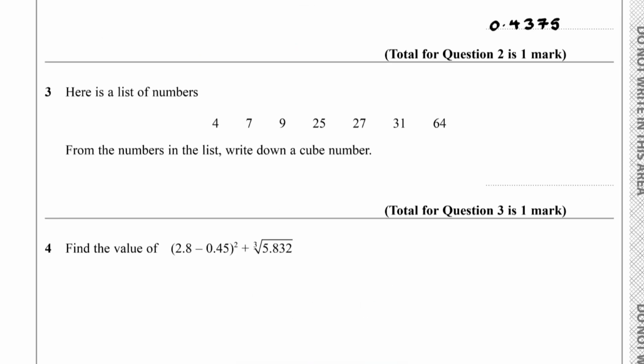Question number 3, here is a list of numbers. From the numbers in the list we have to write down a cube number. Well, possible numbers we could have are 27 and 64. These are examples of cube numbers, so I'm going to write down the 27.